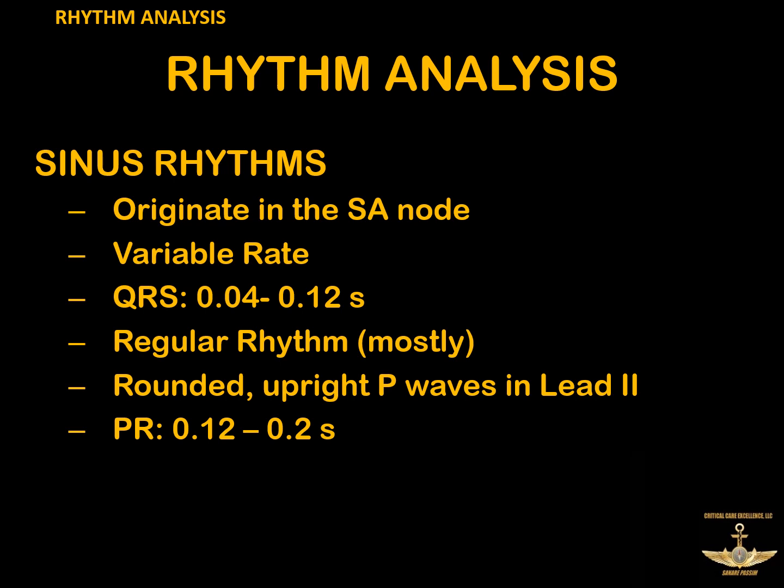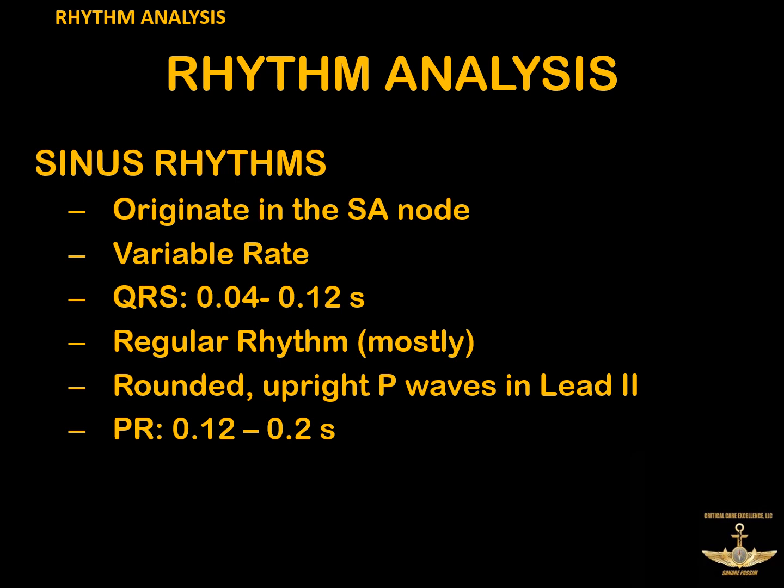So the first thing that we're going to do is look at sinus rhythms. So sinus rhythms, they get their name from their origination in the SA, or the sinoatrial node. They almost always have rounded, upright P waves in lead 2. And most of this rhythm analysis we're going to do is going to be based on lead 2.